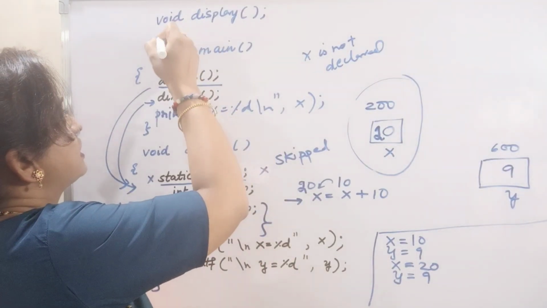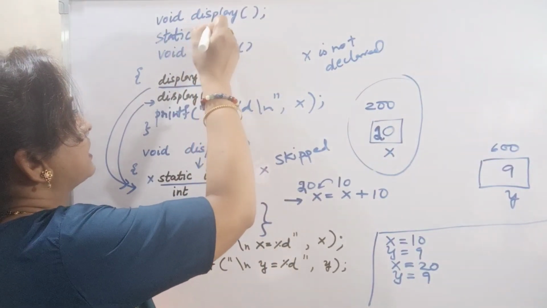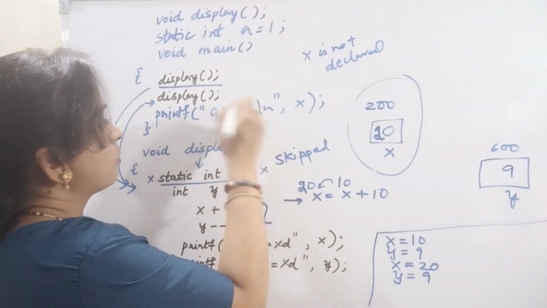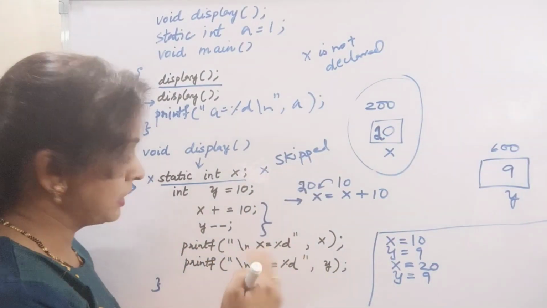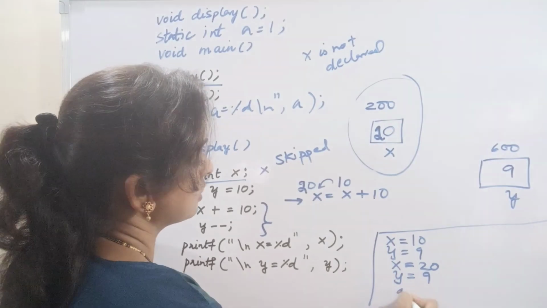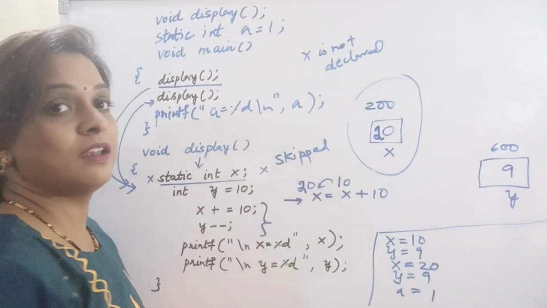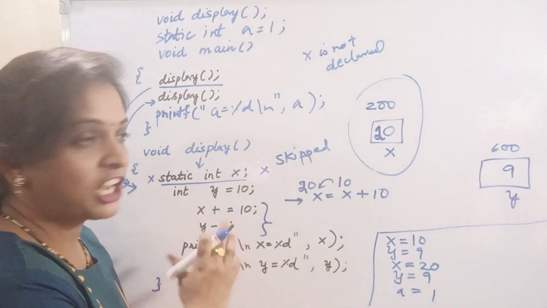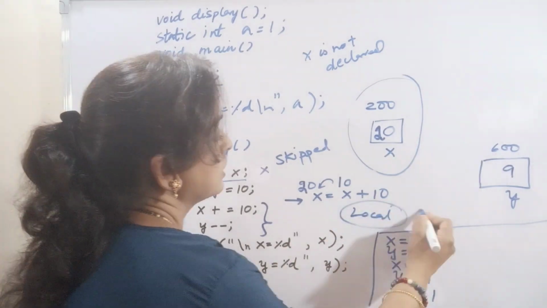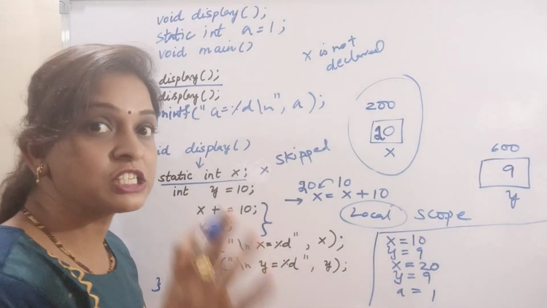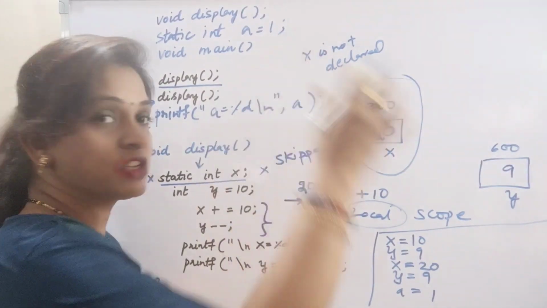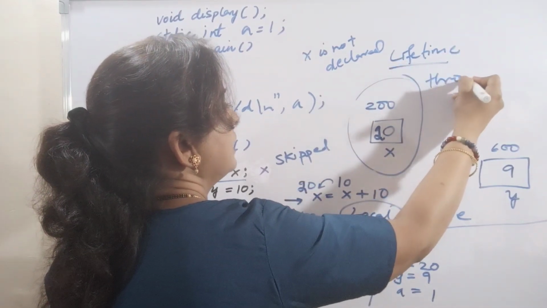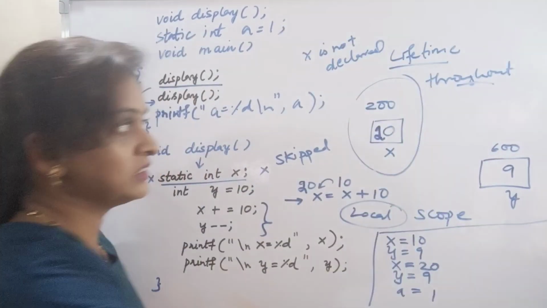But if it is a variable that is declared globally, I say static int a equal to 1, and I say printf a equal to %d, print a, then I can get a equal to 1 here. As a global variable, I can access it anywhere. But if it is declared in a particular block, it will be local to that block. So local means it is the scope that we are talking about. It is local to the block. But the lifetime of static is throughout the program.